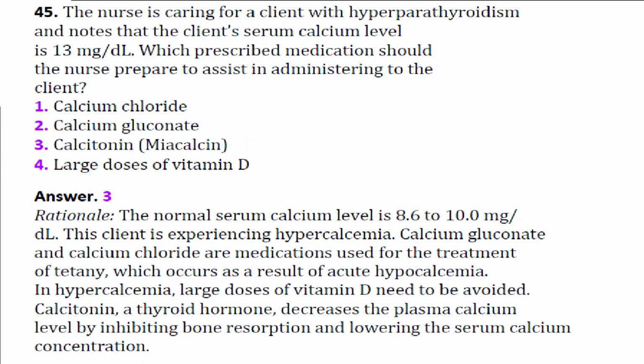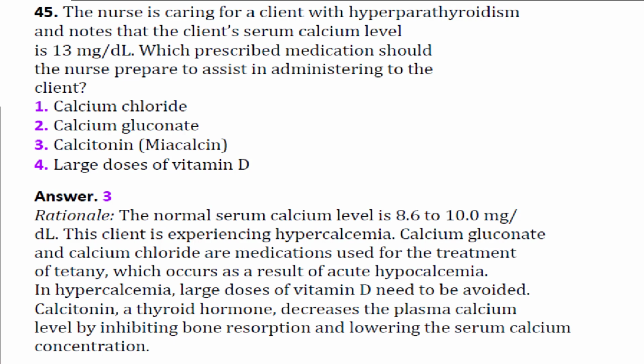45. The nurse is caring for a client with hyperparathyroidism and notes that the client's serum calcium level is 13 mg/dl. Which prescribed medication should the nurse prepare to assist in administering to the client? 1. Calcium chloride. 2. Calcium gluconate. 3. Calcitonin, Miacalcin. 4. Large doses of vitamin D.